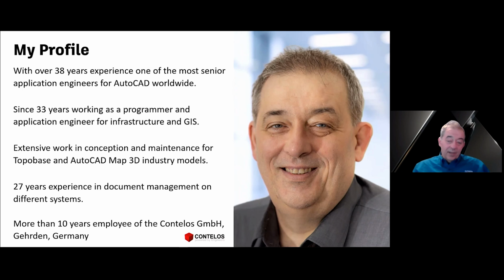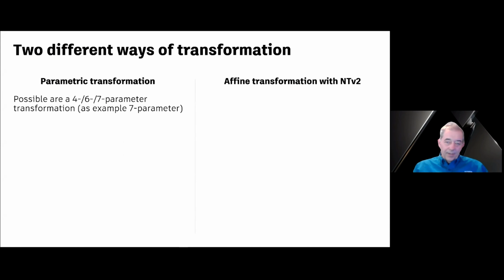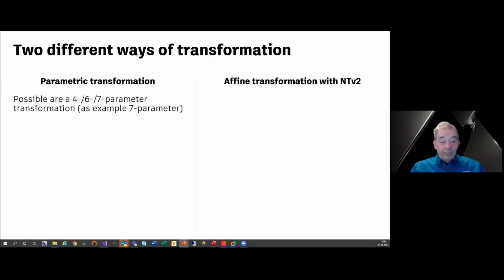So let us start with the theme. At first, when you're looking at transformation of coordinates inside of Civil 3D, you find that there are two different ways of transformation in it. The first one is the parametric transformation. Possible are 4, 6, and 7 parameter transformations. And here is an example for 7 parameters.